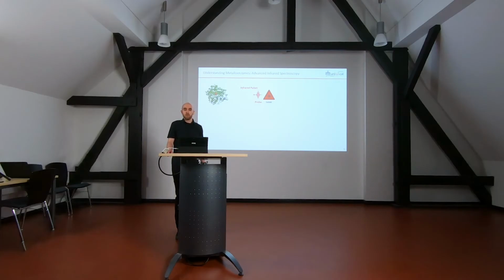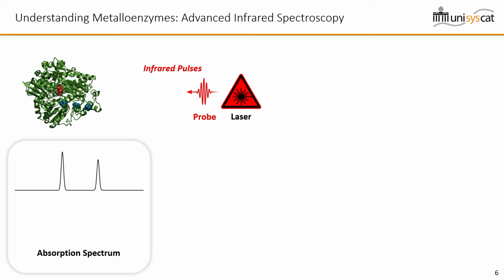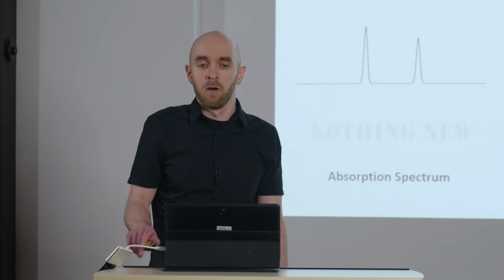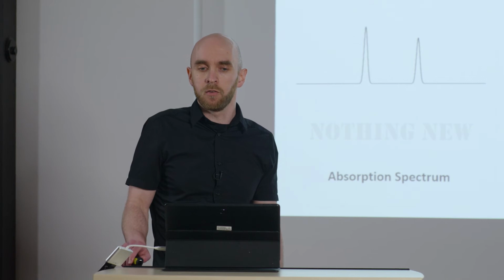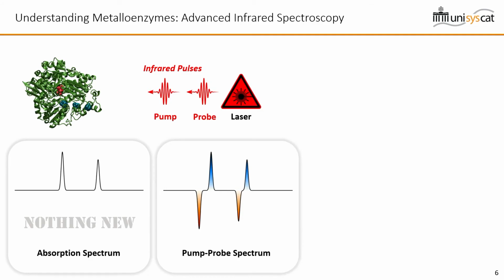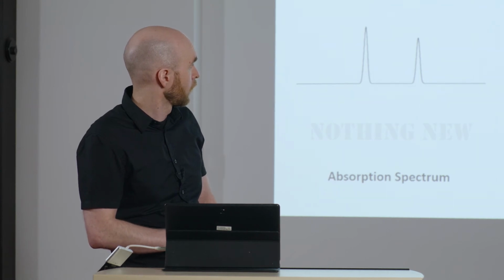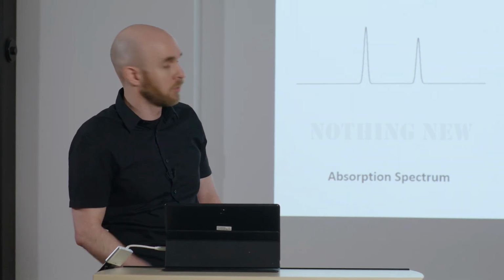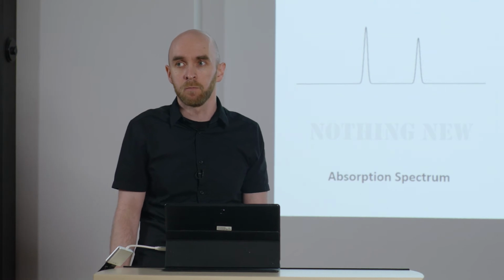Now, if you use just a single pulse, then the result will be pretty much a normal infrared spectrum, so there's not much information that can be gained from this, or extra information. However, if you add a second pulse, then what you get is a so-called pump-probe spectrum. And as you can see, now we get an extra set of signals of opposite sign. So figuratively speaking, we're taking a look below the surface.